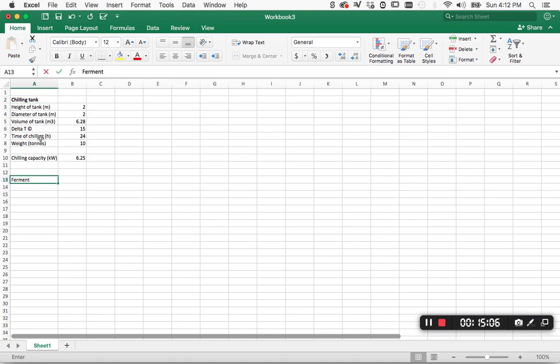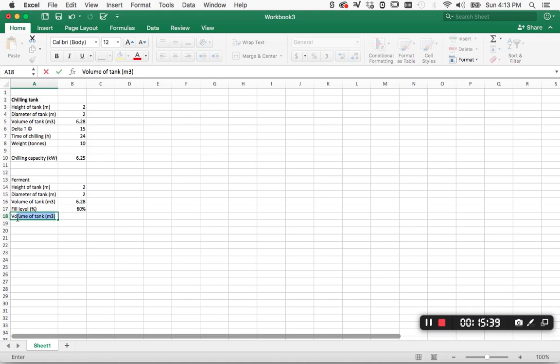All right, let's have a look at a ferment. Let's get this same tank. Ferment is a little bit easier because we're actually talking in volume. And in this case, it's 60% full, I think. So, fill level is 60. So I'll do that 0.6 and I'll turn that into a percentage.